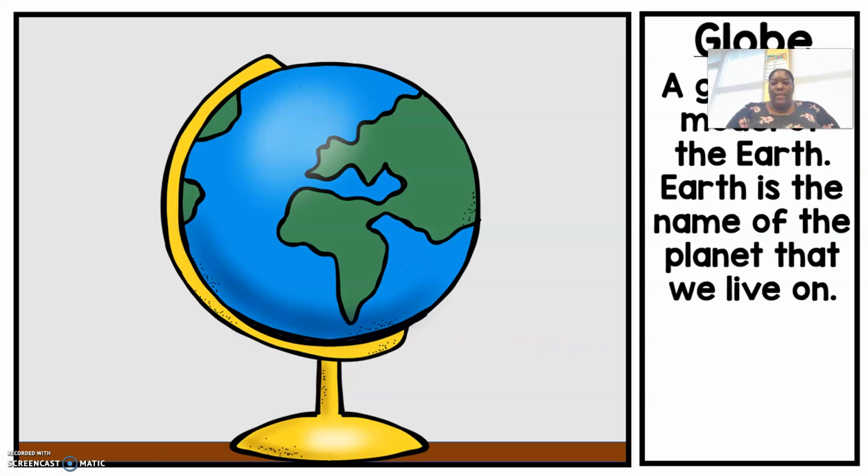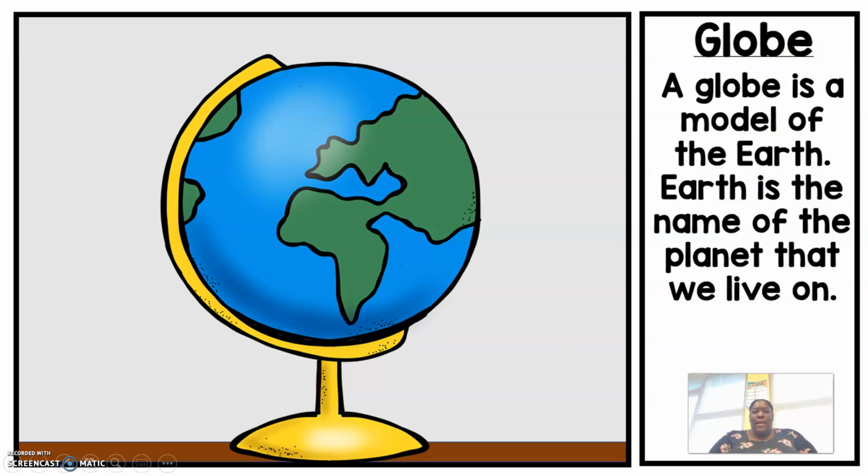Yesterday, we took a look at a globe. We know that a globe is a model of the Earth or the planet that we live on. And Earth, again, is the name of the planet that we live on. Here is a picture of a globe.